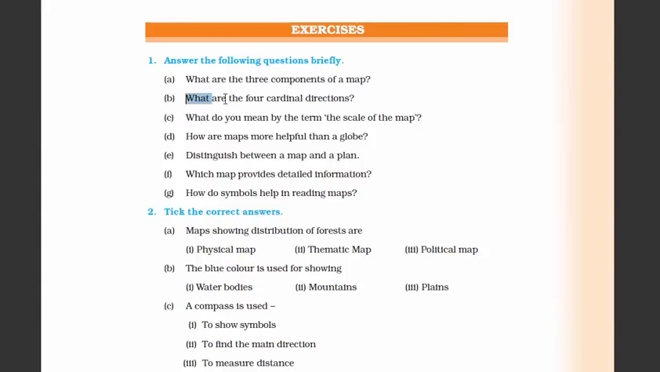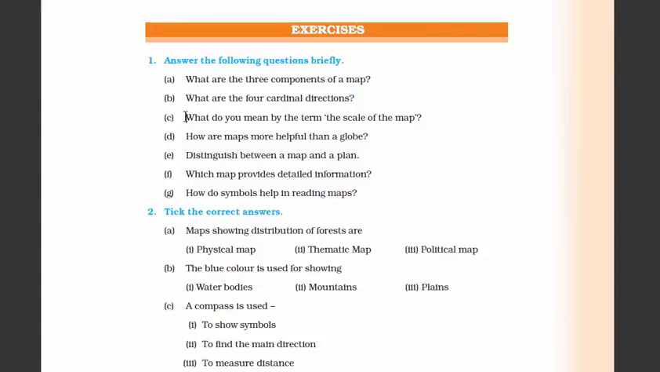Second question, what are the four cardinal directions? We have read about this in the second page. The cardinal directions are the conventional directions, which are north, south, east, and west. You can also include northeast, northwest, southeast, southwest.